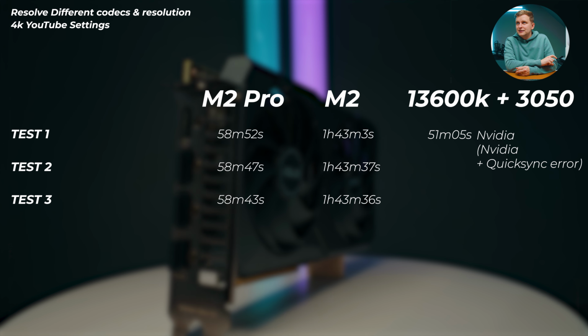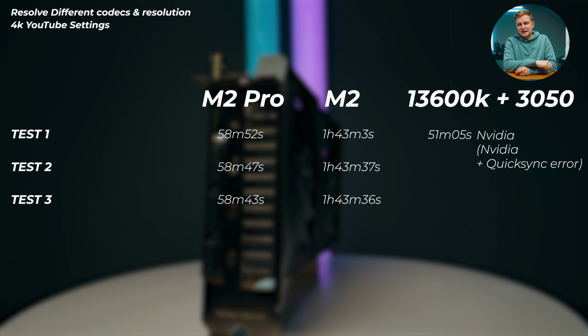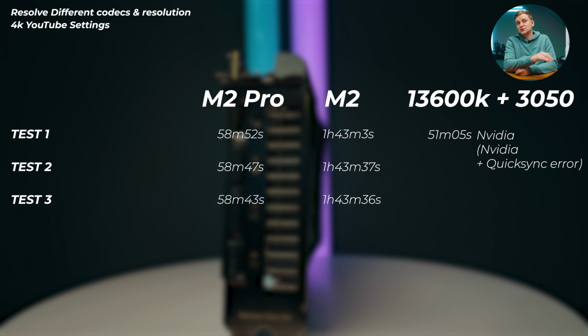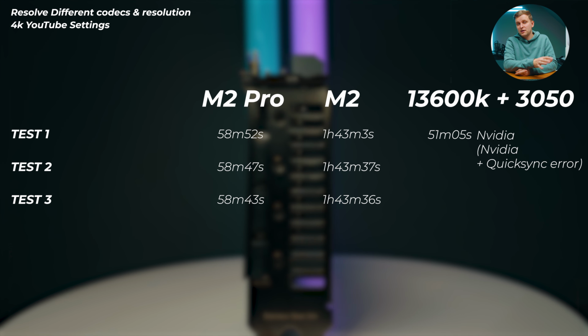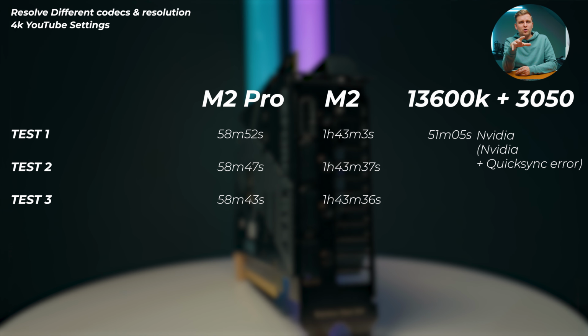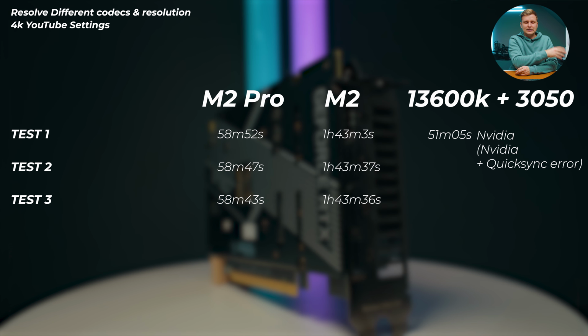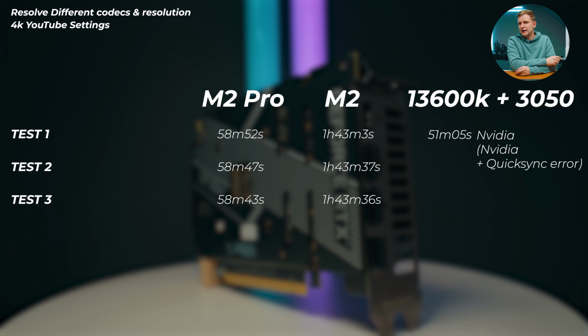The M2 base model did it in 1 hour and 43 minutes, which is so much faster than in Premiere Pro, as you can see. So if you're trying to export some ridiculous things in Premiere Pro with the M2, probably go with the M2 Pro or just use DaVinci Resolve because it's just so much faster there. Premiere Pro just completely doesn't work as well on the M2 base model.